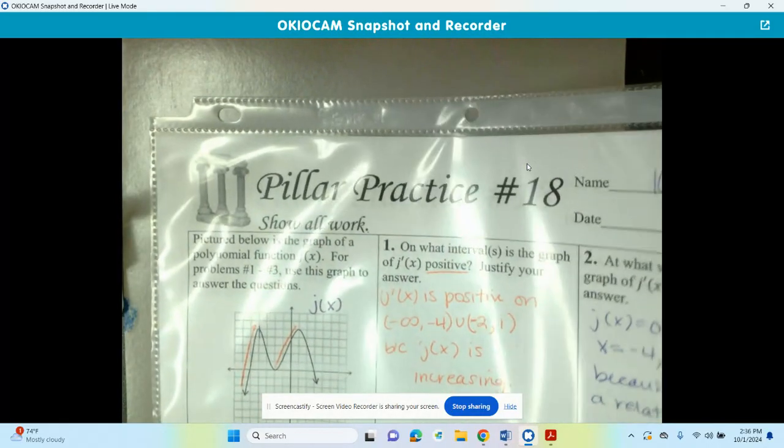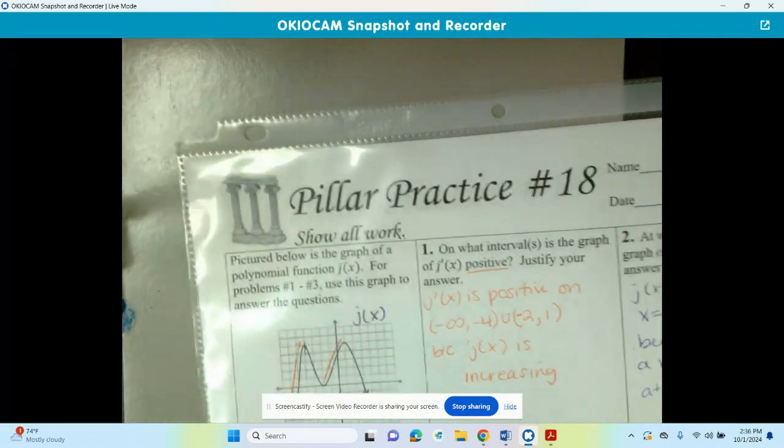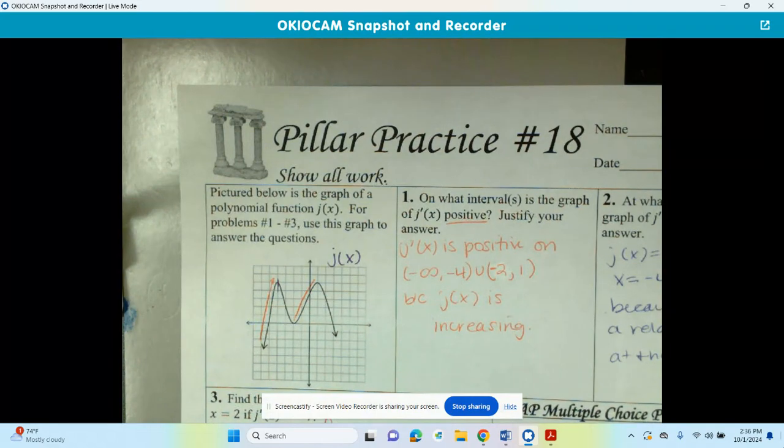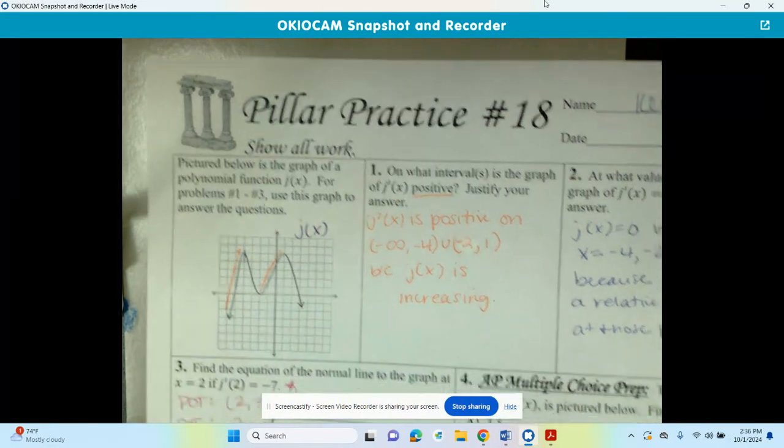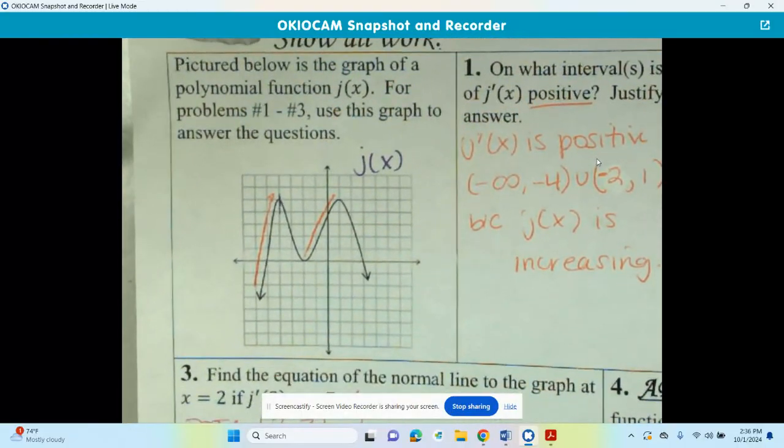All right, so it's talking about this graph over here. Now remember yesterday when we did this with 17, the graph that was given was the inverse, I believe. But this one is not the inverse. This is the actual j of x that's given here. So that changes your answers for a couple of these.